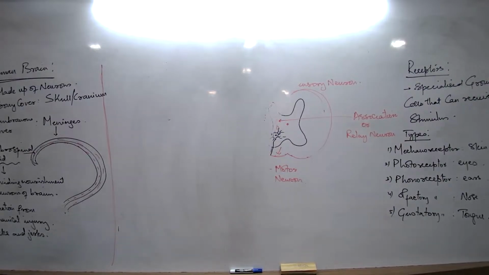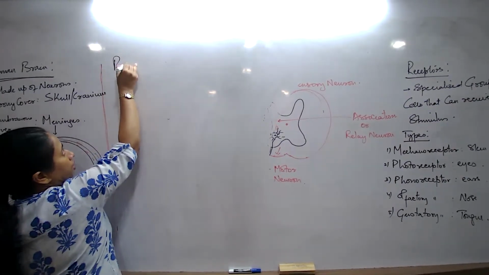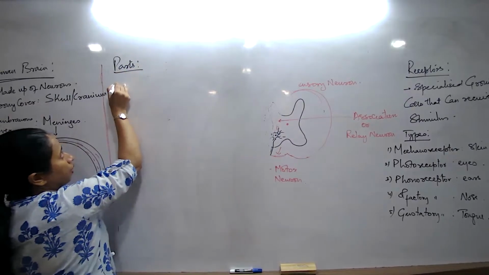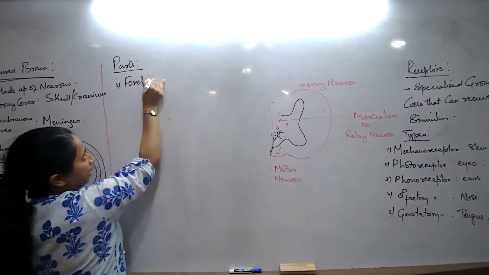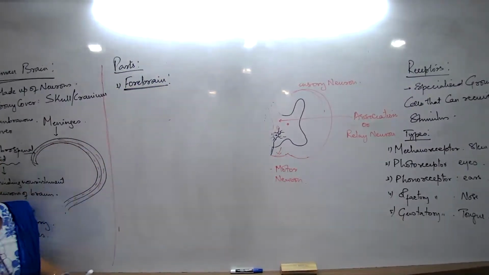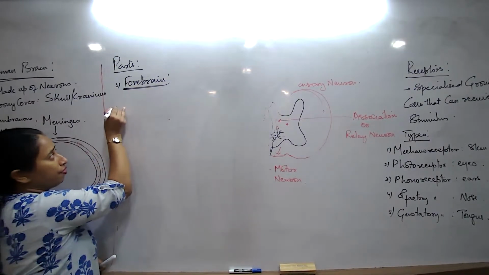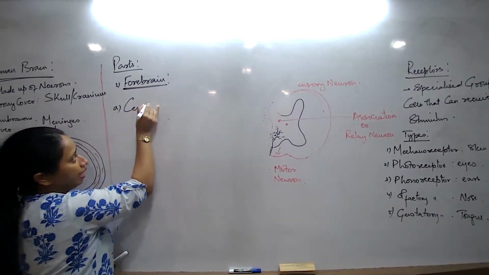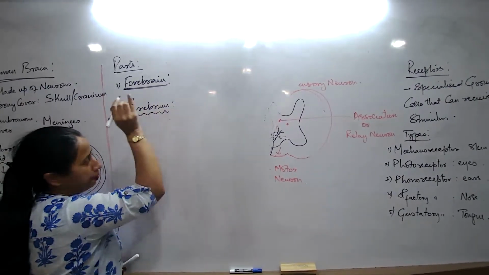So now, if you look into the diagram, let us study this way. What are the parts of the brain? I would start with this. The first is the forebrain. I start with the forebrain. The forebrain is the major part of the brain. And on top of the forebrain, the first part to talk about is the cerebrum. So I start with the cerebrum.